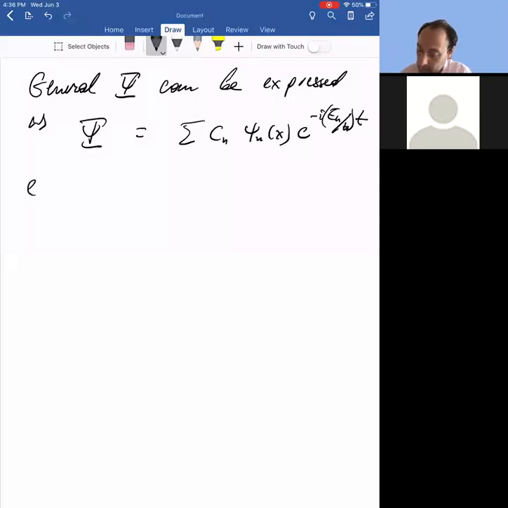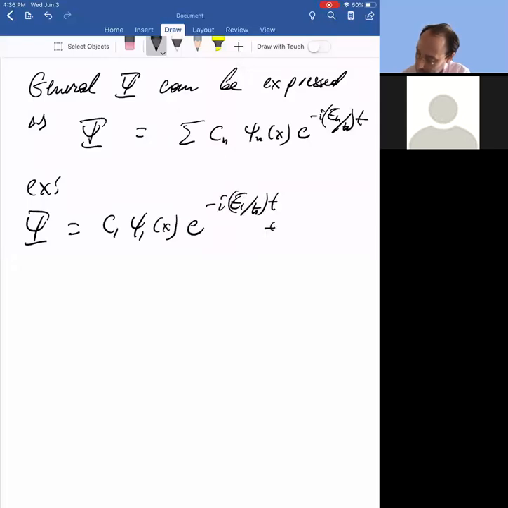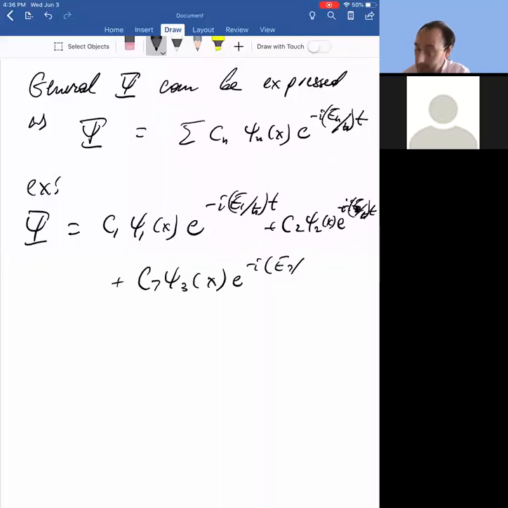wave function. So for example, let's say a wave function is expressed like this: C1 psi1 of x e to the minus i E1 over h bar times t plus C2 psi2 of x e to the minus i E2 over h bar times t plus, let me mix in the seventh mode, plus C7 psi7 of x e to the minus i E7 over h bar times t. Okay, now you perform the measurement.